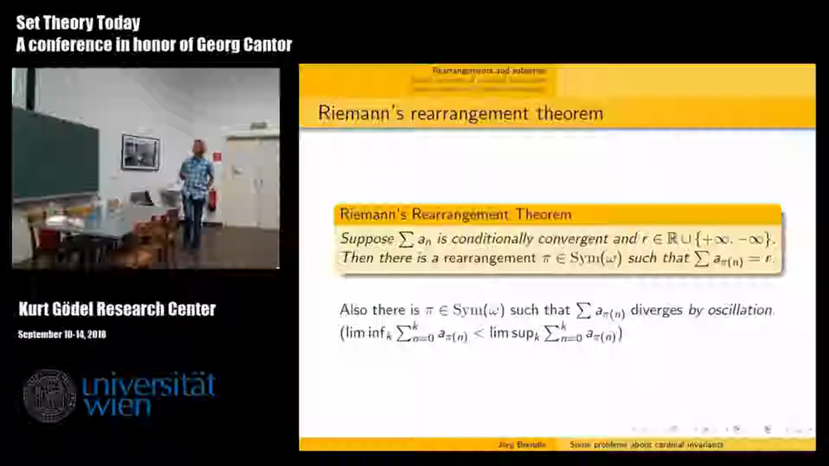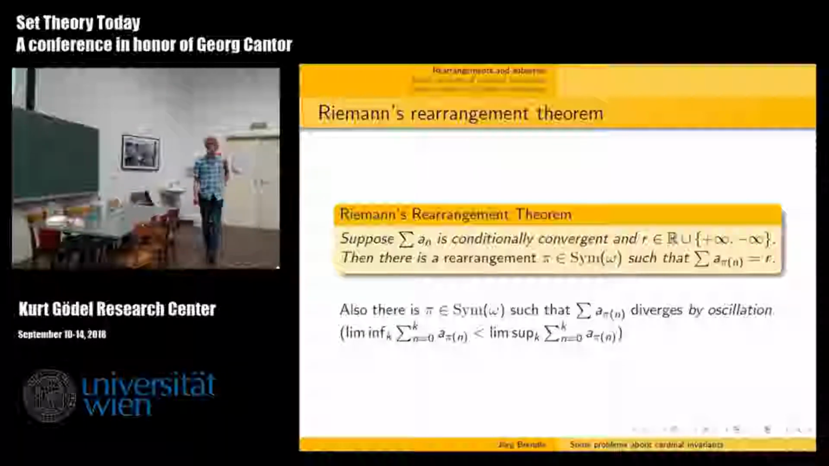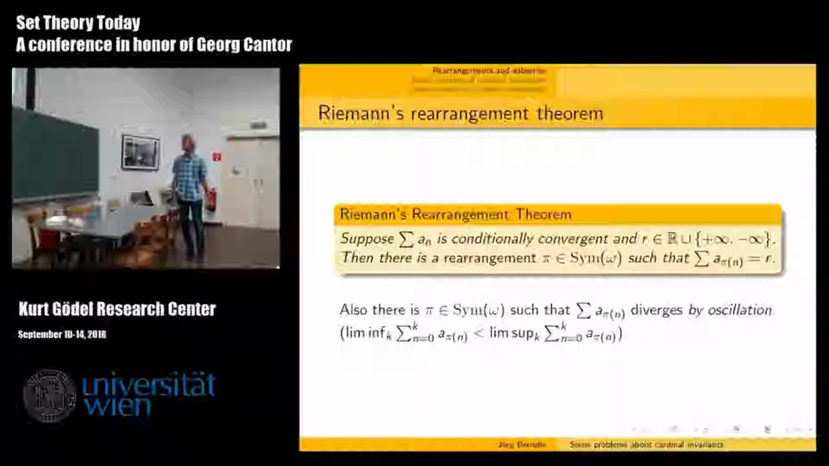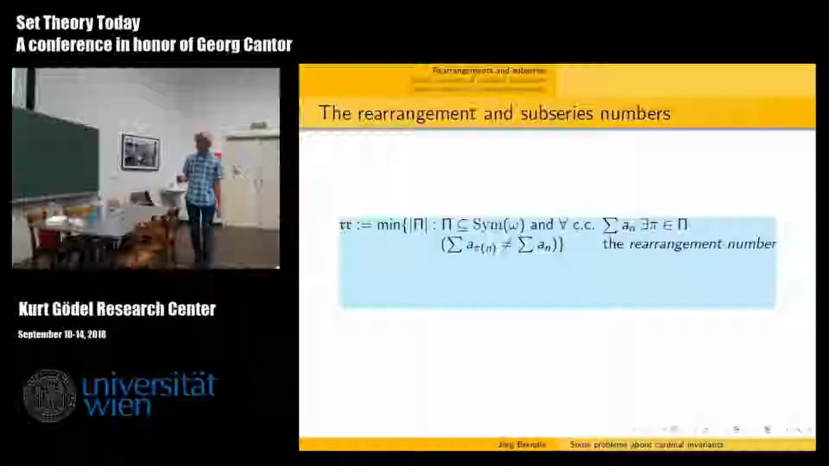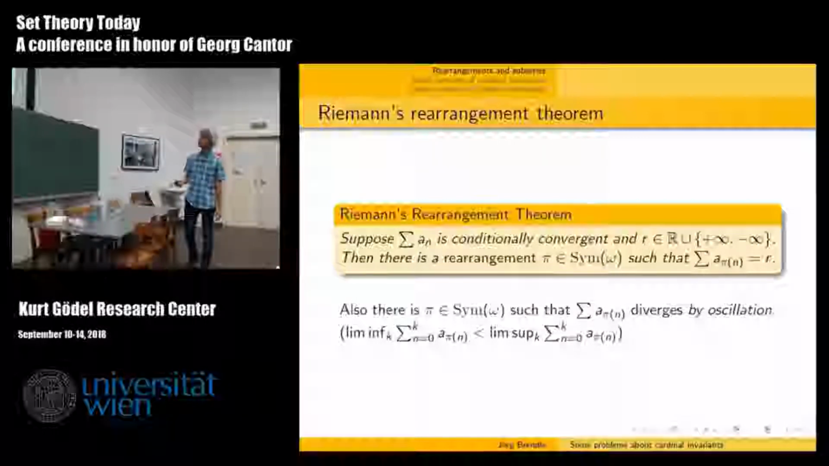And also, just let me mention this. We do not get just some other real number or divergence to plus or minus infinity, but we can also get divergence by oscillation. You can always find a permutation such that the series a_π(n) diverges by oscillation. Let me just recall what I mean by divergence by oscillation.